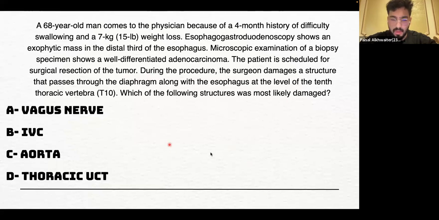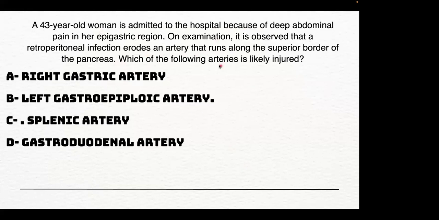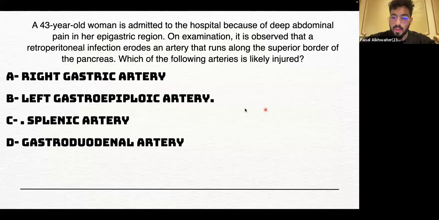Let's move on to the next question. A 43-year-old woman is admitted to the hospital because of deep abdominal pain in her epigastric region. On examination, it is observed that a retroperitoneal infection erodes an artery that runs along the superior border of the pancreas. Which of the following? Splenic, okay, splenic, C.